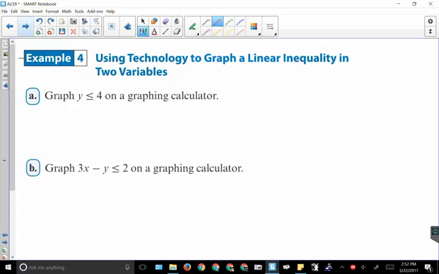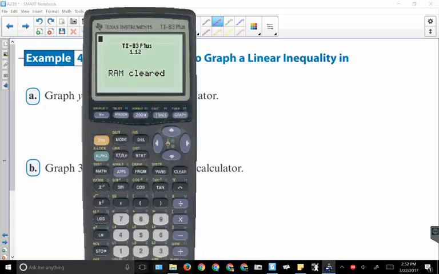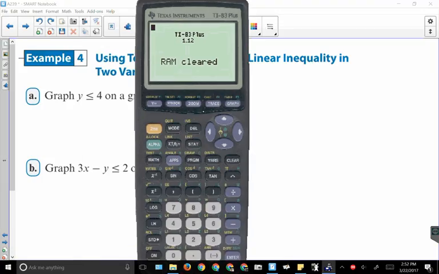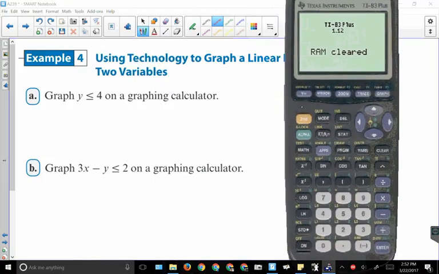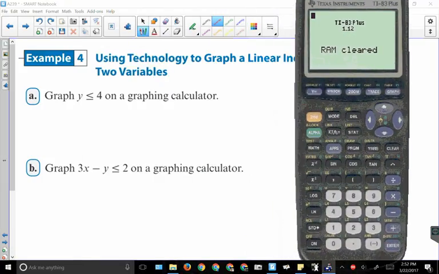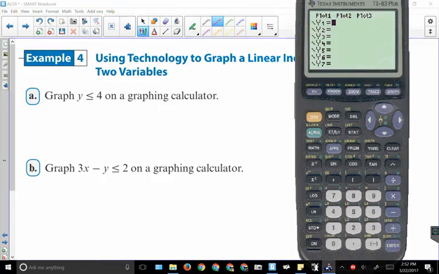So I got the graphing calculator and I want to go through and do this. I want to graph where y is less than or equal to 4 on a graphing calculator. Well, I just go y is equal to, I would put in 4, but that'll just give me a line. I want to be able to shade above or below. So if I look at the inequality on this, where would I be shading? Above it or below it?